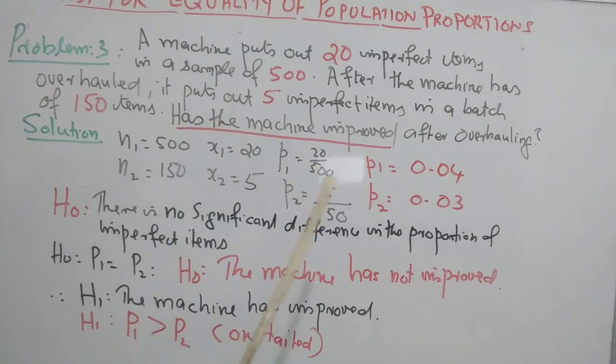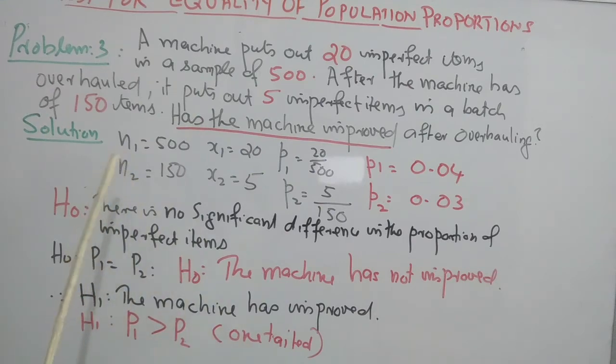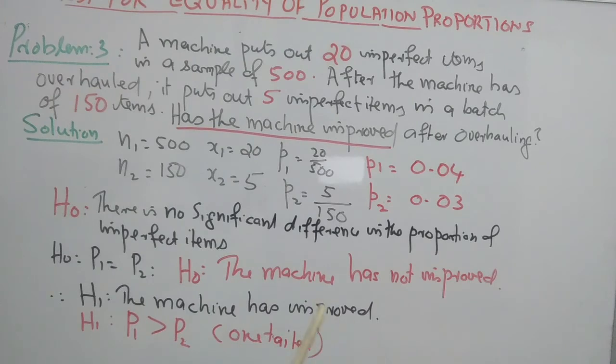There is no question about significant difference or equality. The question is, has the machine improved because of the repairing? So we are using our given data. N1 is 500 and X1 is 20. Therefore, the ratio of imperfect articles before overhauling is 20 by 500, that is 0.04. After overhauling, P2 is 5 out of 150, that is 0.03.